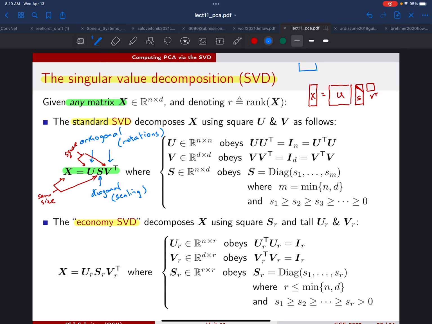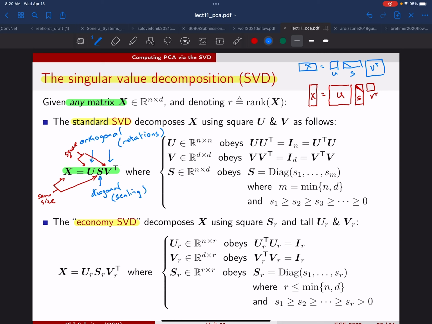In the case of a wide matrix, it would look like this. And of course, in the case of a square matrix, they would all be square. Okay, so that's the standard SVD.